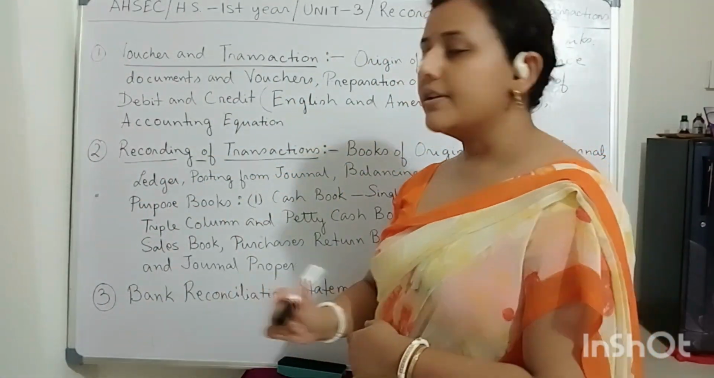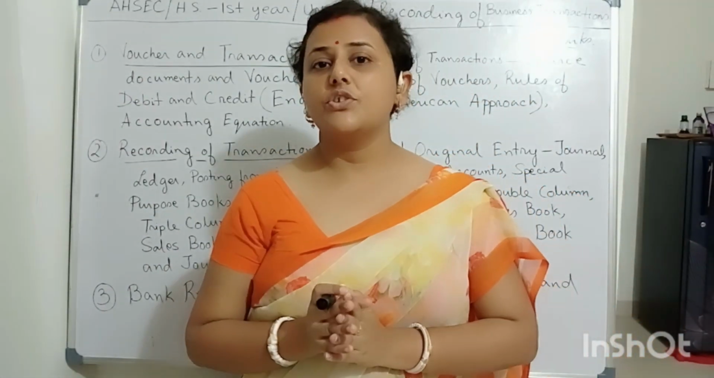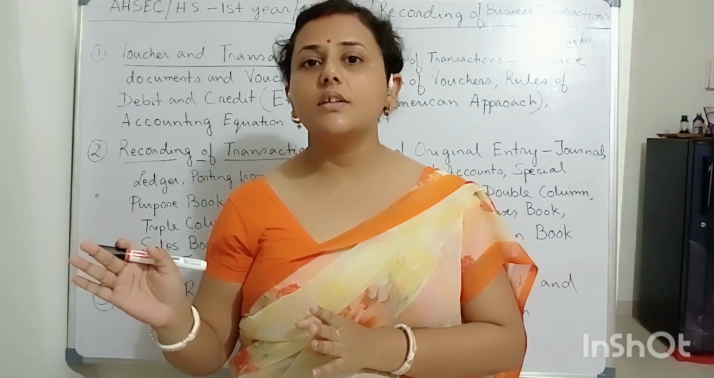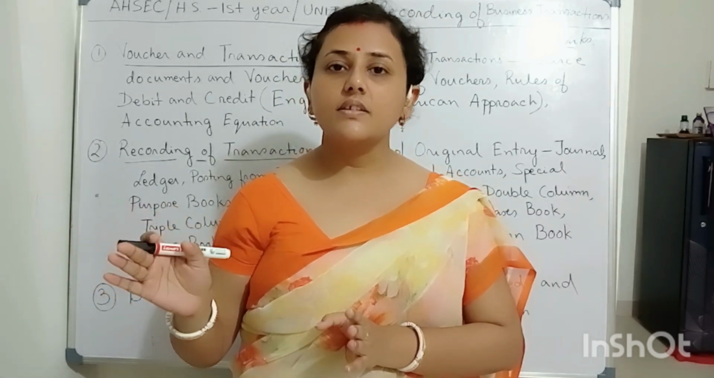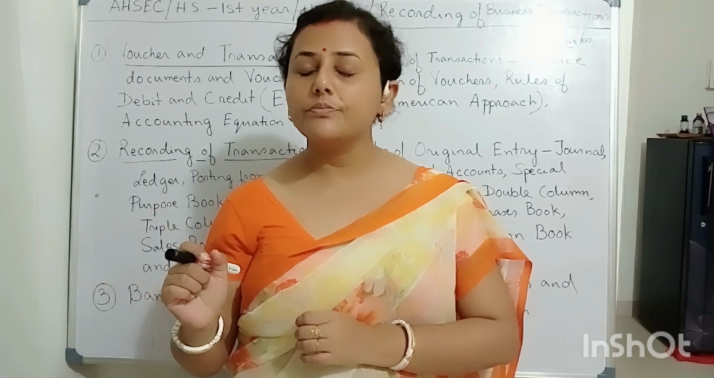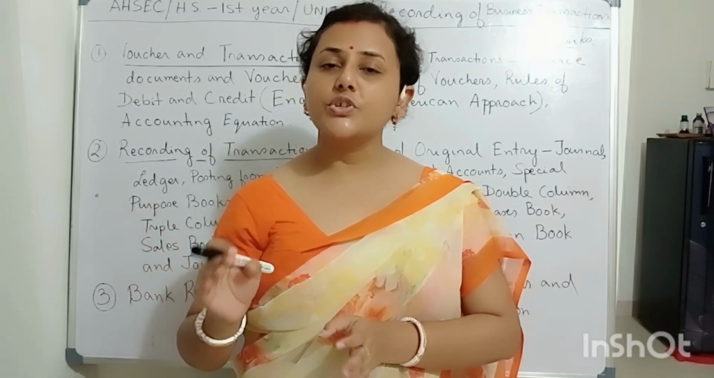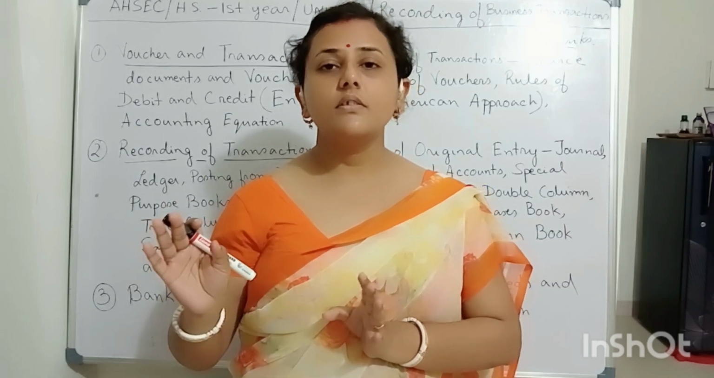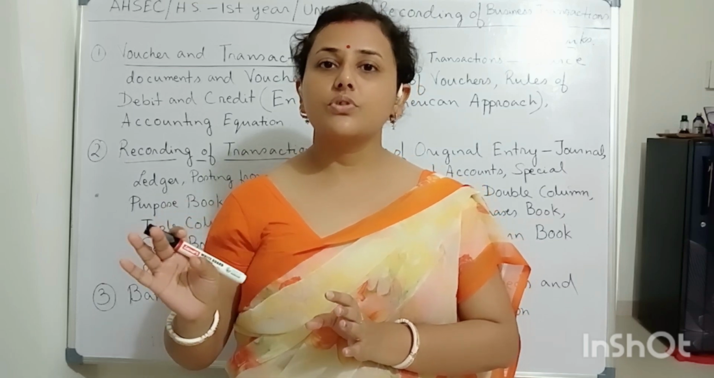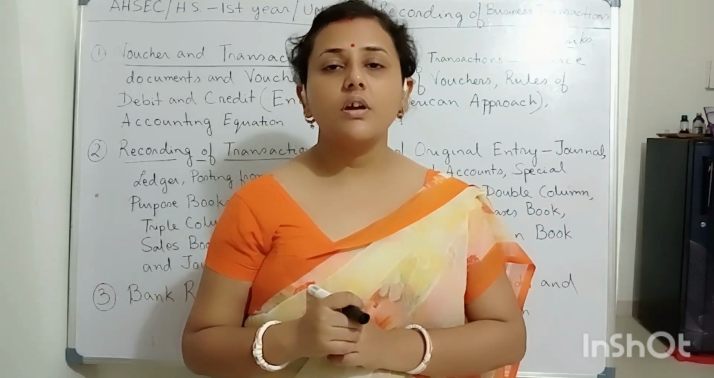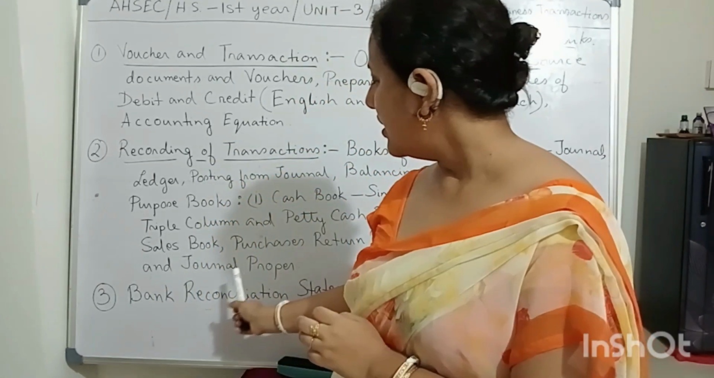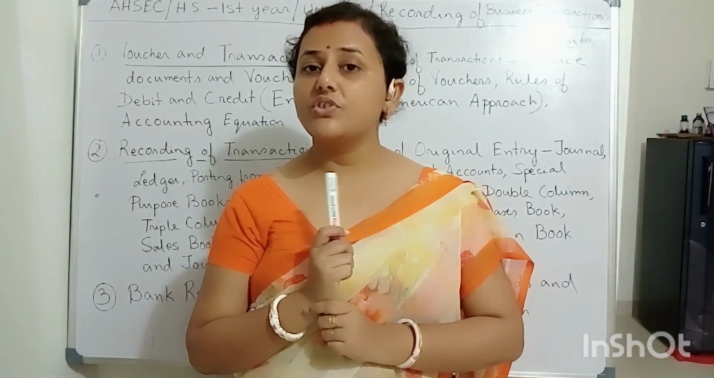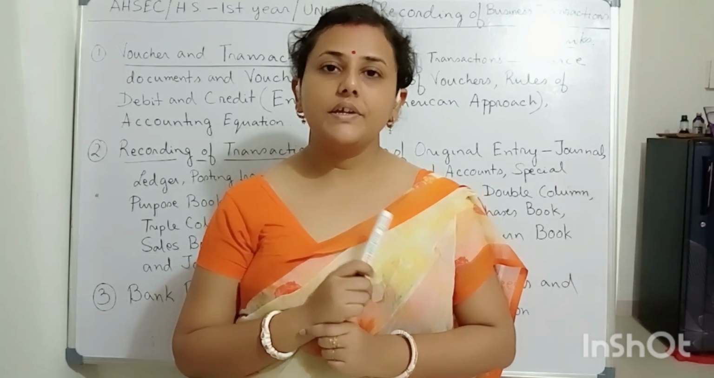And then you have journal proper. All those transactions which cannot be recorded in any other book, either single column, double column or triple column cash book, sales day book, purchase day book, sales return book, purchase return book, in none of these books can these transactions be recorded. Those are recorded in journal proper. I have made videos on journal proper. You just check out my earlier videos.